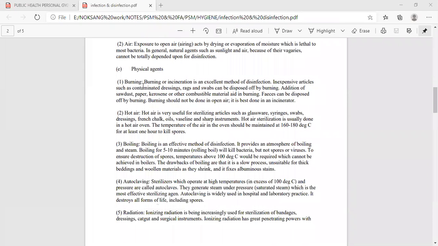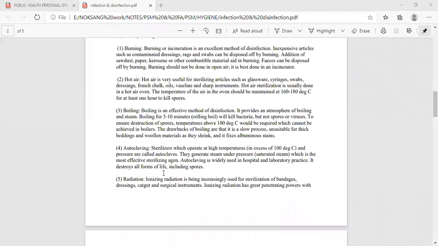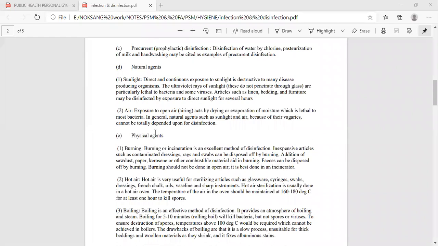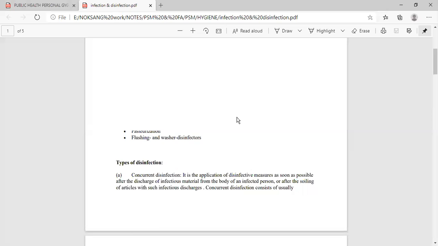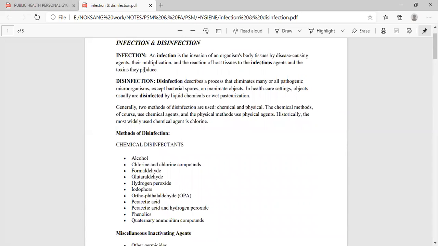In physical agents, you will get burning, hot air, boiling, autoclaving, radiation. Tomorrow, from physical agents, just write the points: burning. Only this point. Number 2, just write hot air. Number 3, boiling. But no need to write the explanation. Take the picture. You can click the picture or you can write it down. Click the picture.